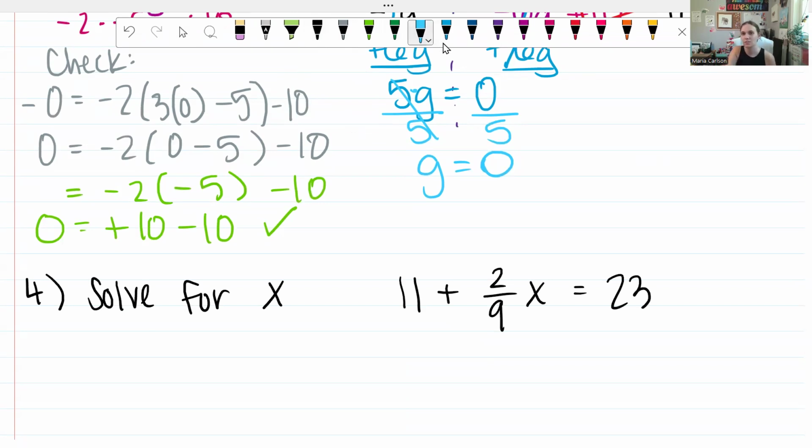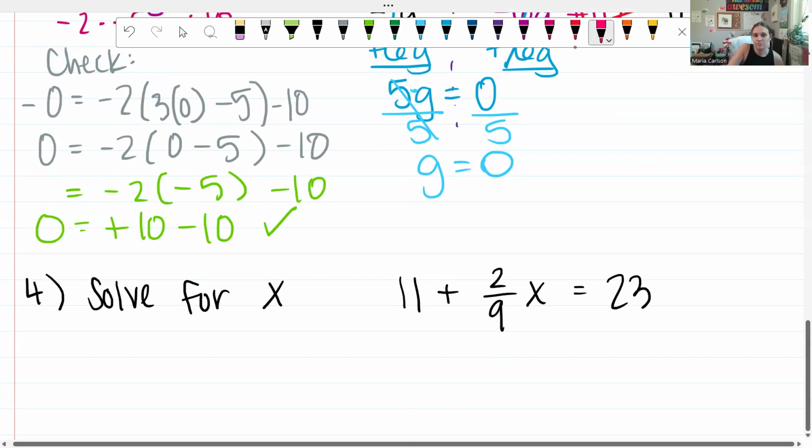Fractions are representing division in some way. If it has a numerator other than 1, then it has some sort of multiplication in there too. But don't let this scare you. We can apply a little bit about what we know about fractions to make this easier. So one thing I want you to note, this 2/9 x is really 2/9 times x.